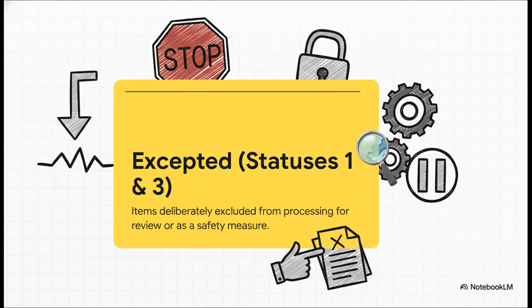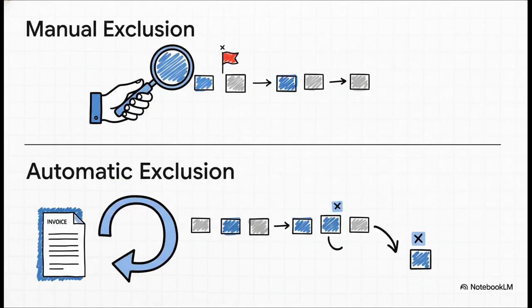Now, this is really important. This is not an error. It's a deliberate choice to pause an item and take a closer look. So why would you do this? It usually happens for one of two reasons. First, someone does it manually. A person, an operator, might see a bunch of charges that just don't look right, and they can flag them as accepted to stop them from being billed incorrectly.